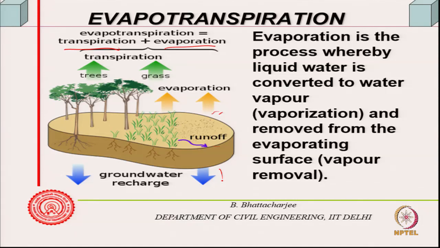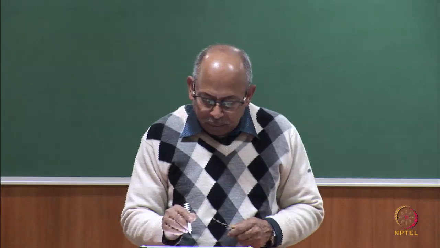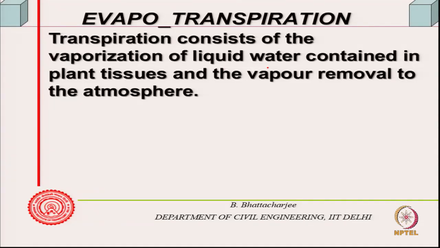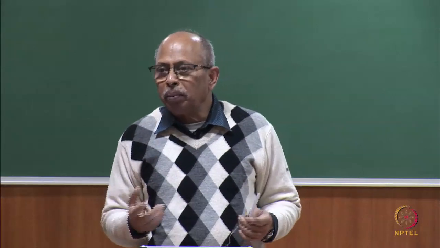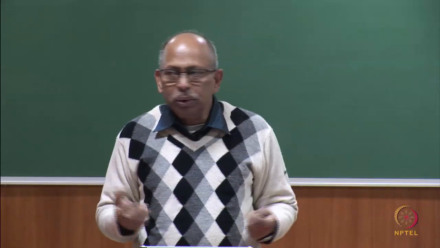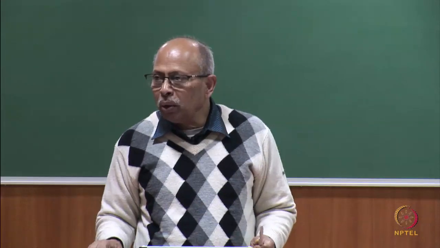Evaporation is a process whereby liquid water is converted to water vapor and removed from the evaporating surface, which could be ground as well as plant surfaces. Transpiration consists of vaporization of liquid water contained in the plant tissues and the vapor removal to the atmosphere. You need water for plant survival; it picks up nutrients, and from the plant tissue there is water evaporation. That we call transpiration.